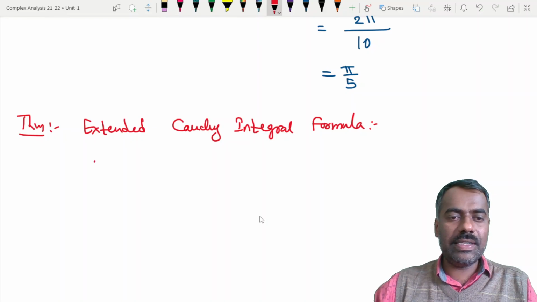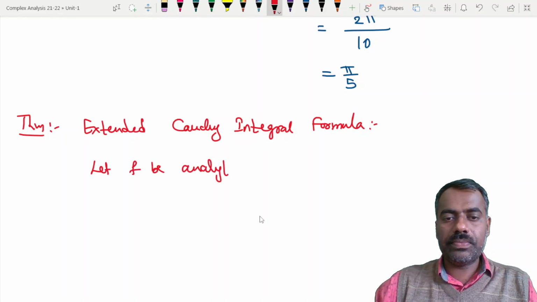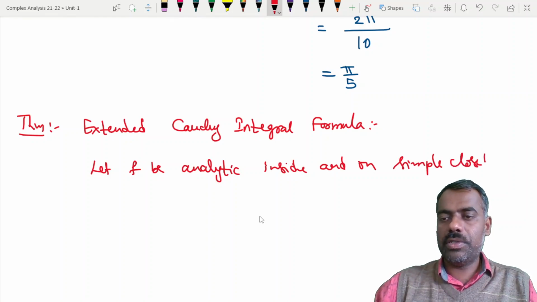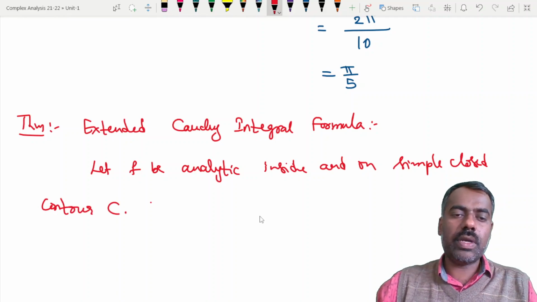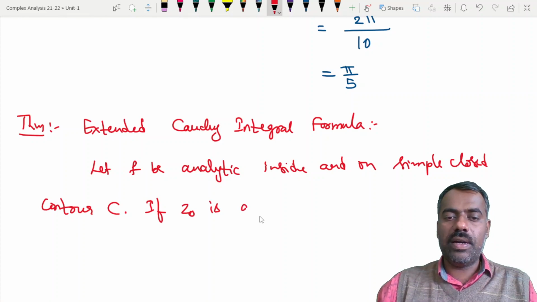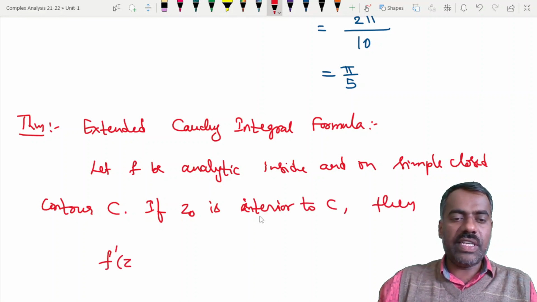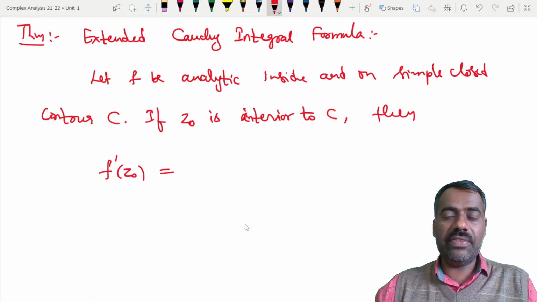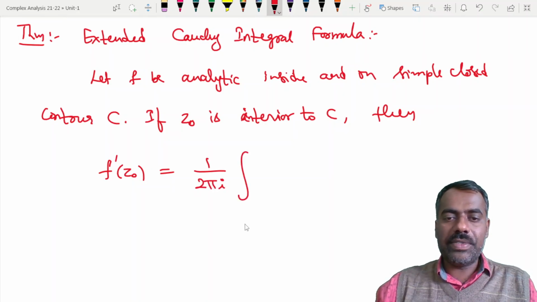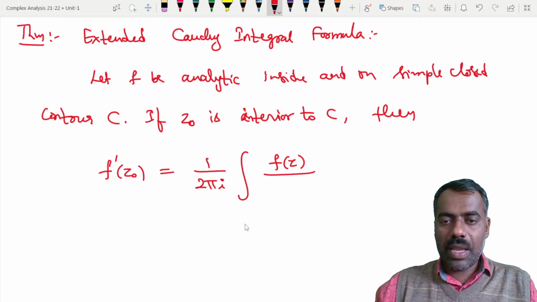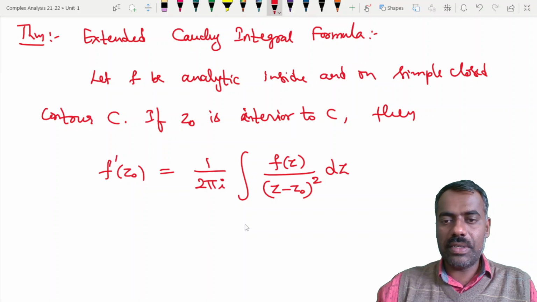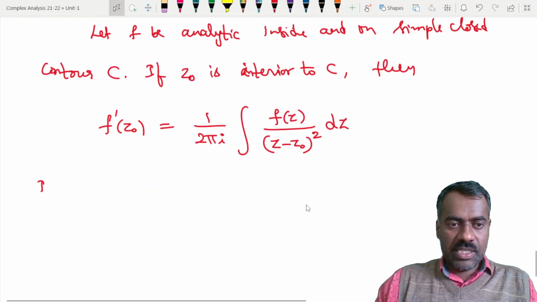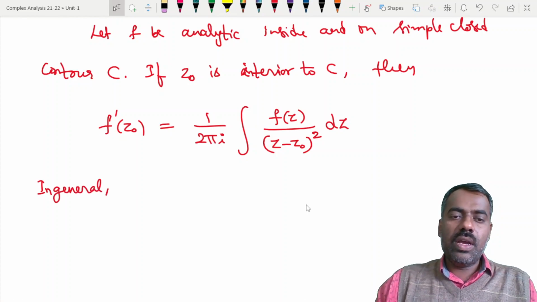So what is the statement? Statement is: let f be analytic inside and on the simple closed contour C. Now, if z naught is interior to C, then f dash of z naught exists, and the value of that is equal to 1 by 2 pi i times the integration of f of z by z minus z naught whole square dz.